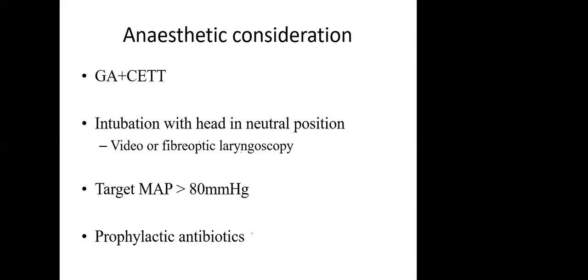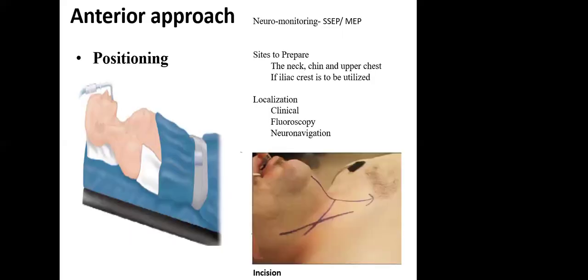For the anesthetic consideration, the procedure is usually done under general anesthesia with a cuffed endotracheal tube. The intubation of this patient should preferably be done in a neutral position to eliminate the dynamic component of cord injury. So a video or fiber optic laryngoscopy will be of help. The target MAP should be more than 80 millimeters of mercury to prevent intraoperative cord ischemia, which can be a cause of early neurological deterioration post-op. Then patients should receive prophylactic antibiotics.